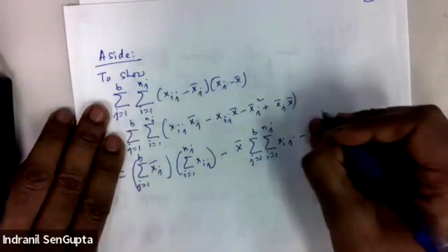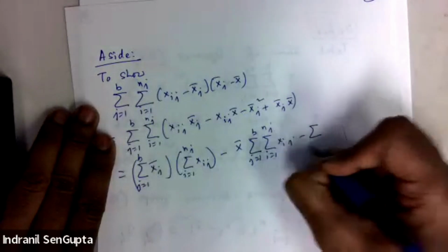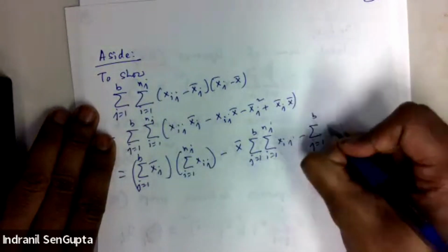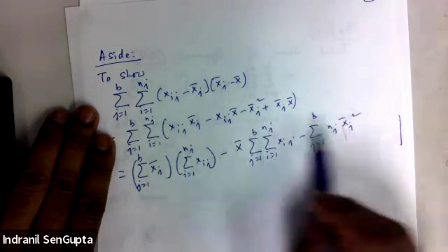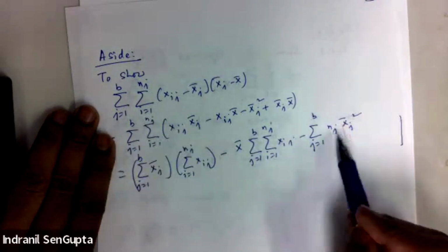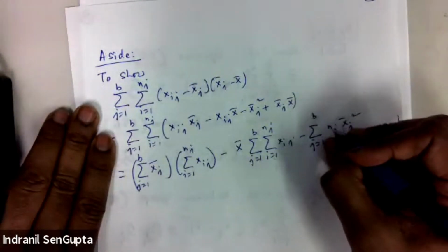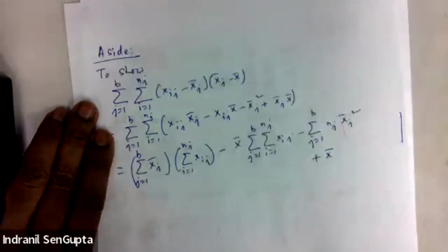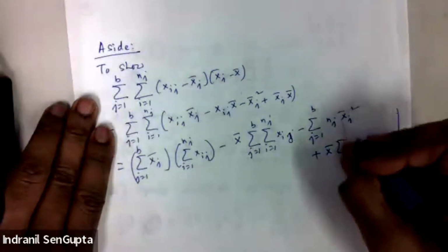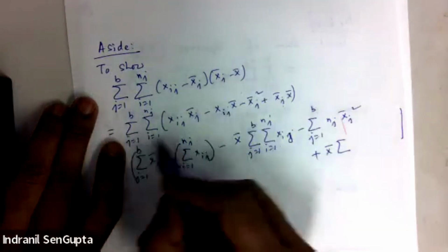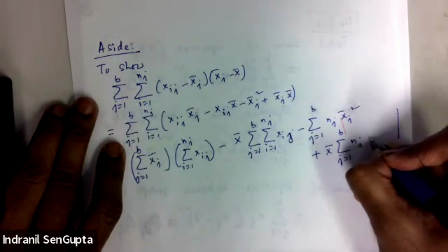Minus, for the third term, well, it's on j only, so the i term will just give you nj. So j from 1 to b n sub j xj bar squared, because it's a summation on j only. When you take the summation i from 1 to nj, that gives you n sub j. And finally, the last term, which is plus x bar summation. This is the summation on j again. The i terms will give you nj. So j from 1 to b n sub j xj bar.